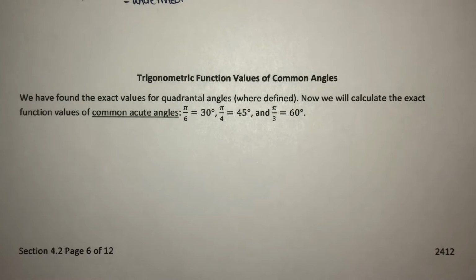This is part 4 of section 4.2. We've talked about the exact values for quadrantal angles, where they are defined, and we know that sometimes we end up with 1 over 0, so they're not defined. But now we're going to calculate the exact function values of 3 common acute angles.